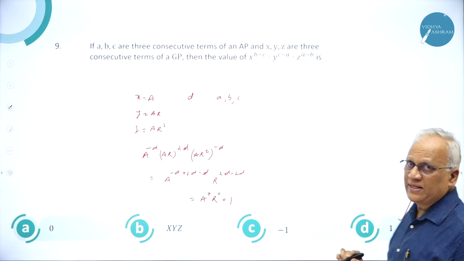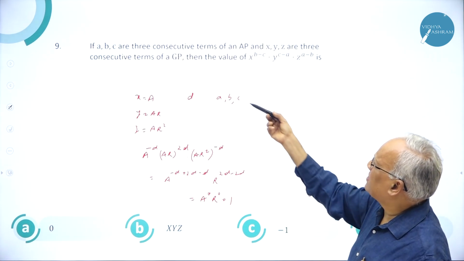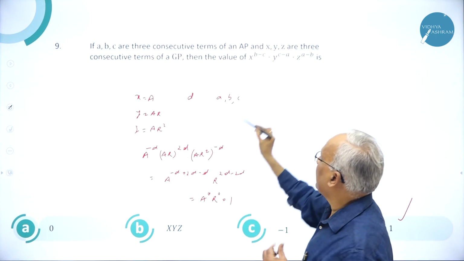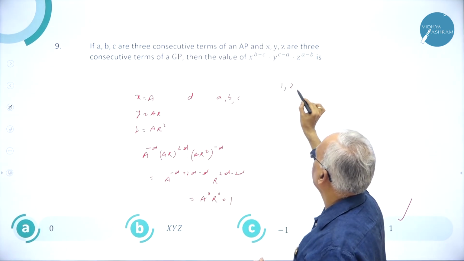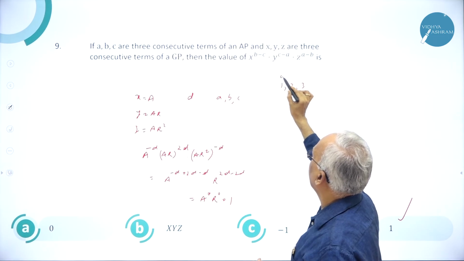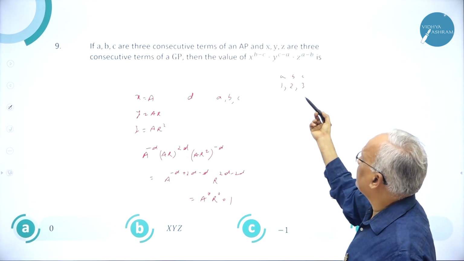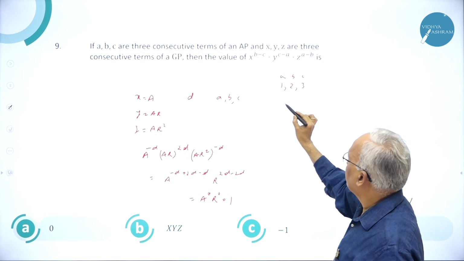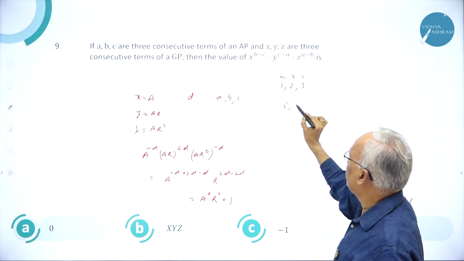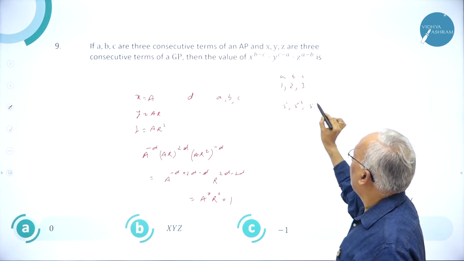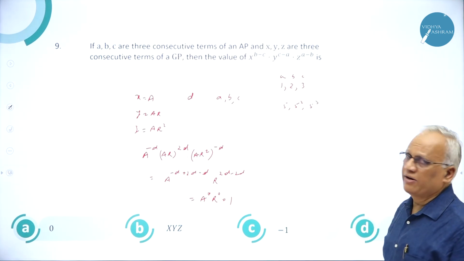Now I have a very simple method. Because it's an AP, GP, it should be true for any AP. So I can take, for convenience, 1, 2, 3 as A, B, C. And for the geometric progression X, Y, Z, I can take 5, 5 squared and 5 cubed.